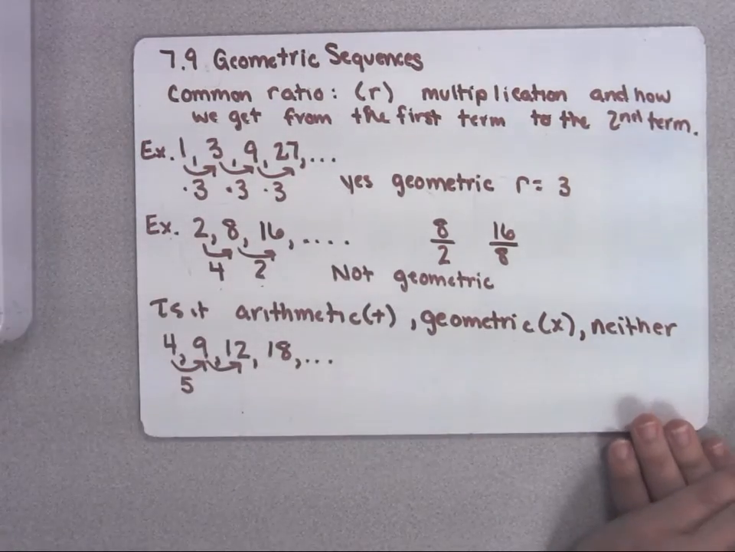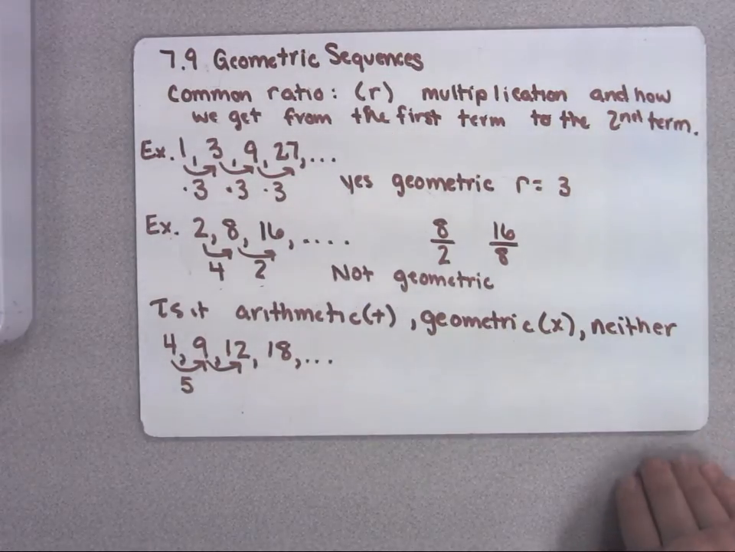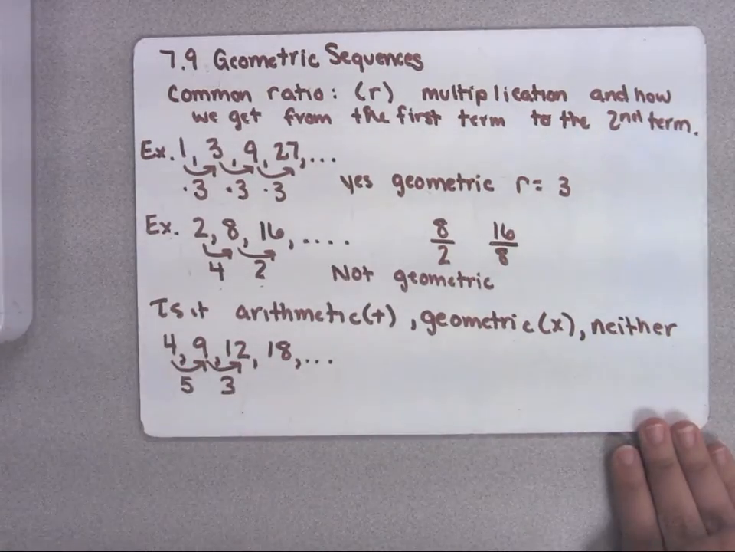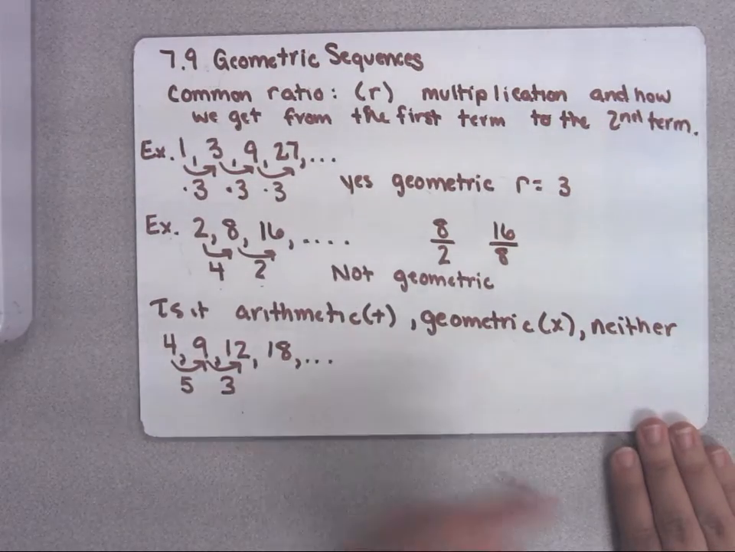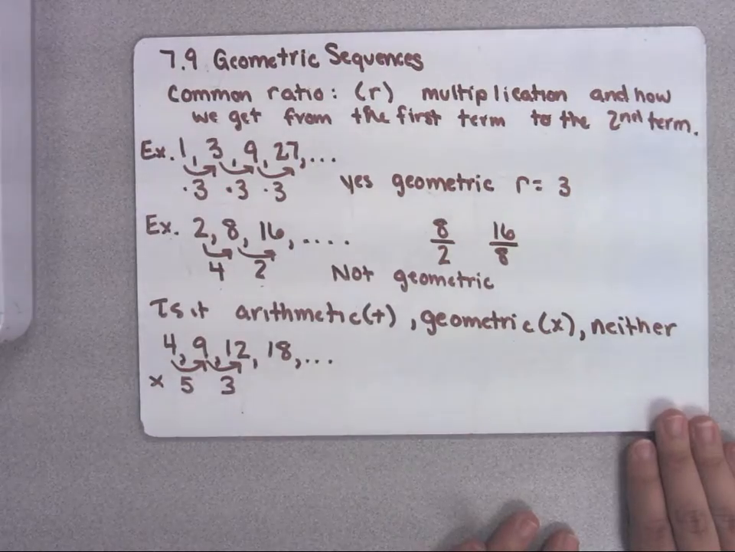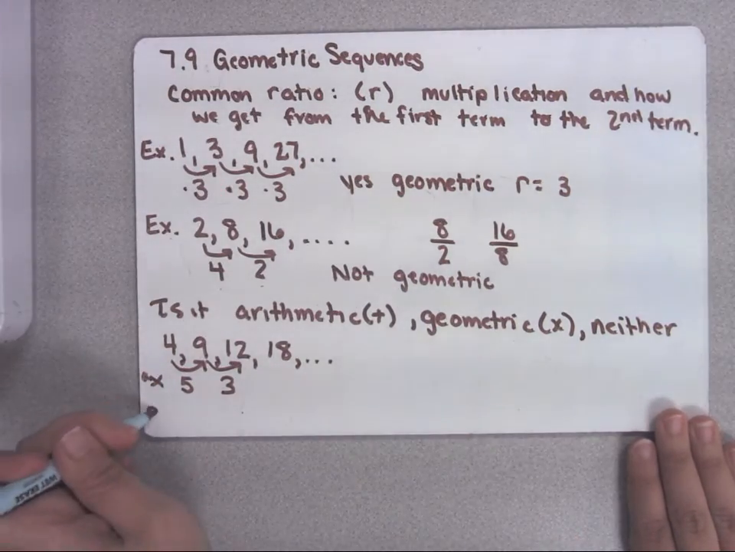9 to 12. 9 plus what makes 12? We're getting different answers. Is it 3? Is that the same number as that? Are those two the same number? So can this be arithmetic? It's not arithmetic. So now we have to try geometric. I always label them. So that's not A. So geometric.